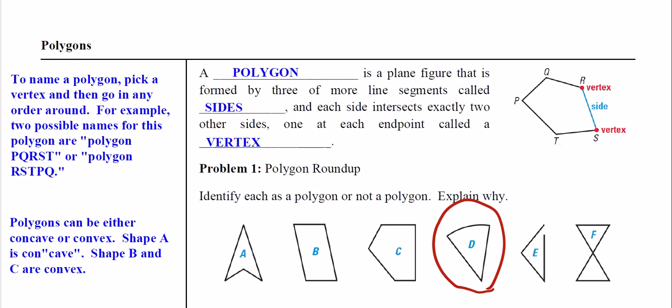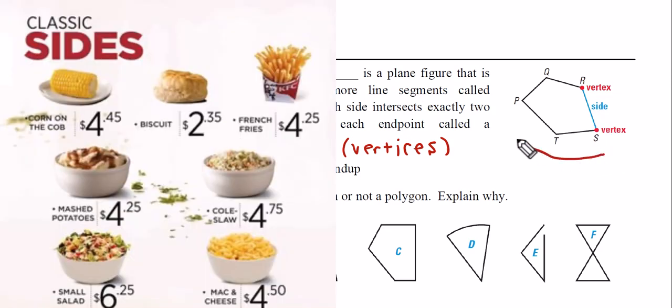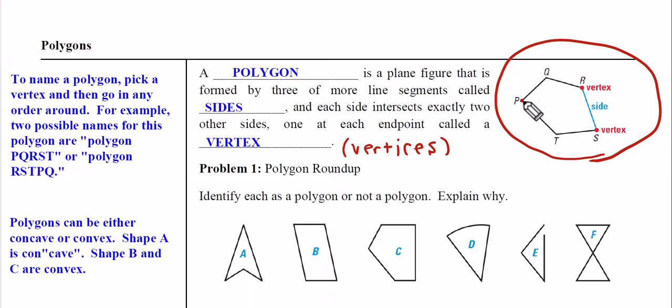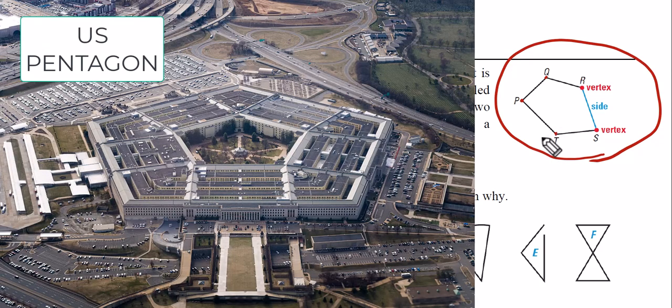So a polygon is going to have these corners, and these corners are called vertices, plural. Singular is called a vertex. And when we connect one vertex to another one with a line segment, that's called a side. So for example, this is a polygon. It has 5 sides. It has 5 vertices. These are the vertices right here. And in this case, this is called a pentagon because there's 5 sides.